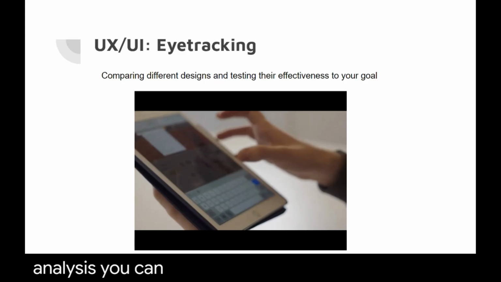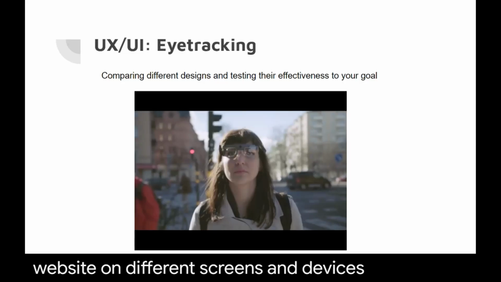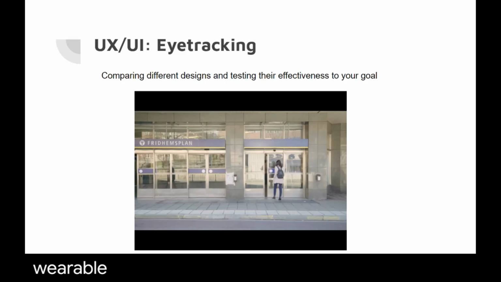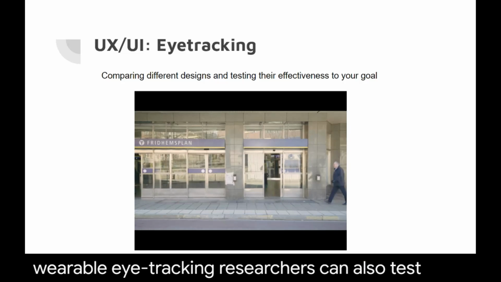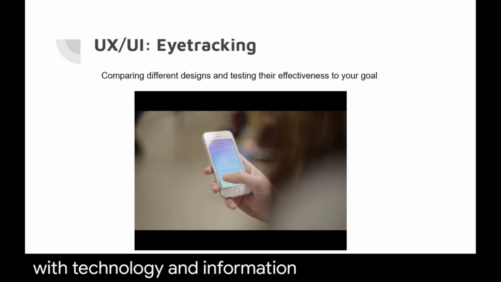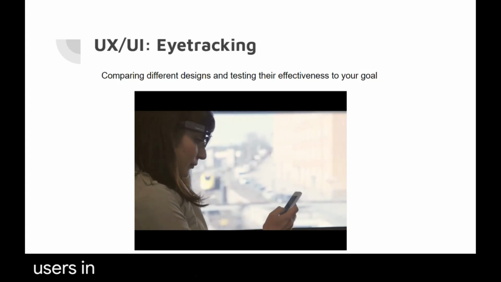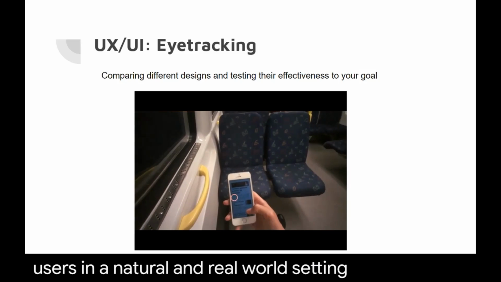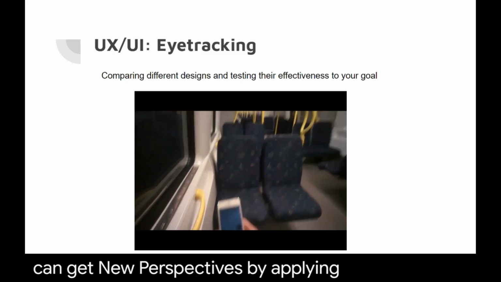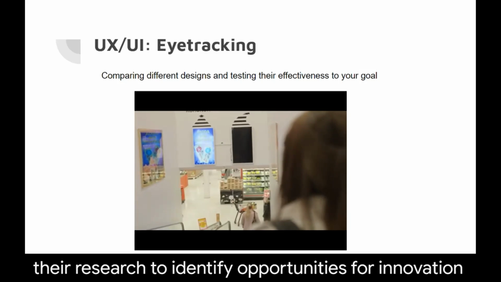You can test and see how the users view your website on different screens and devices. By using wearable eye tracking, researchers can also test in dynamic environments to measure how users interact with technology and information at home, in the office, and while they're on the go. Through observing users in a natural and real-world setting, researchers can get new perspectives by applying eye tracking in their research to identify opportunities for innovation.